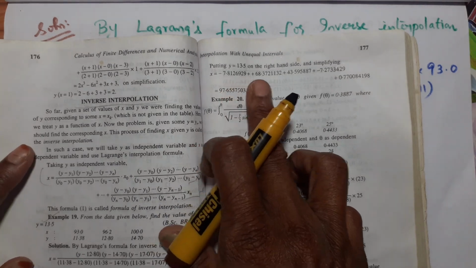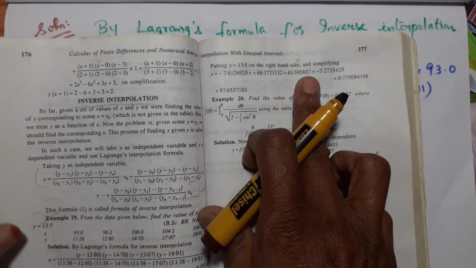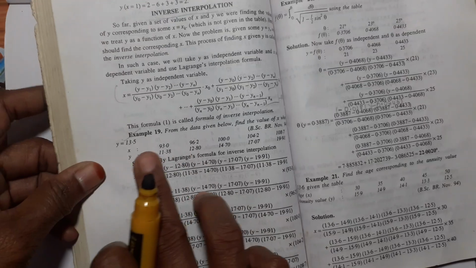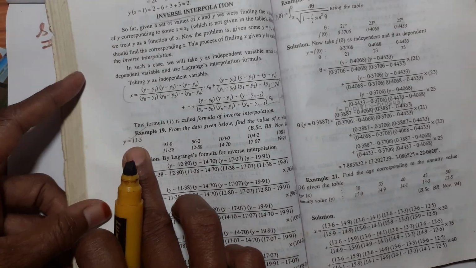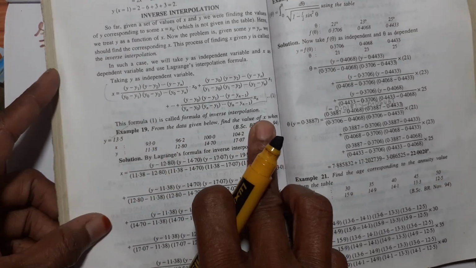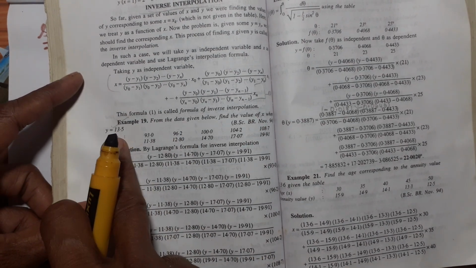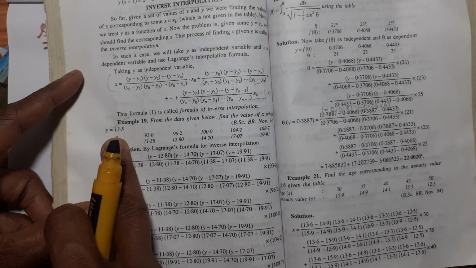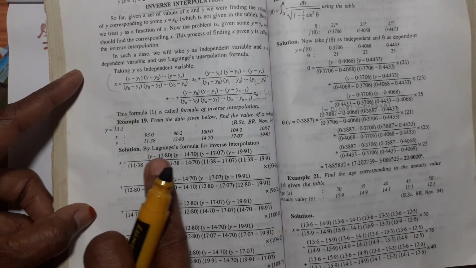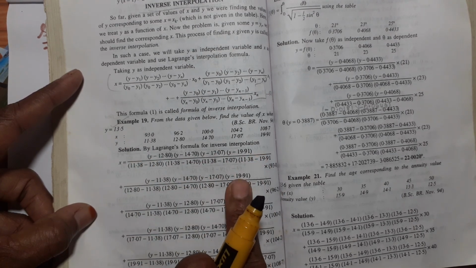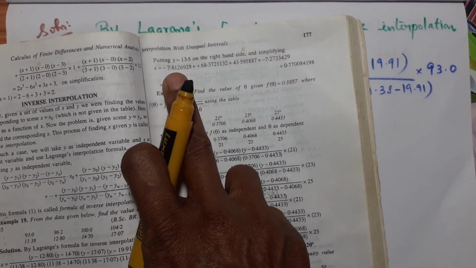This is the answer we are getting. And one more thing: what they asked is that we have to substitute y as 13.5 and find x. So after writing the formula, we have to substitute y equal to 13.5 in all the places in the numerator. Then we have to simplify.